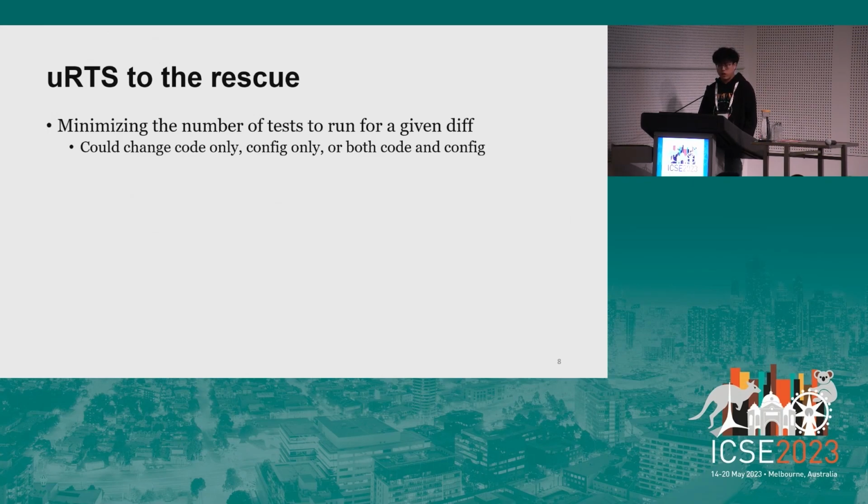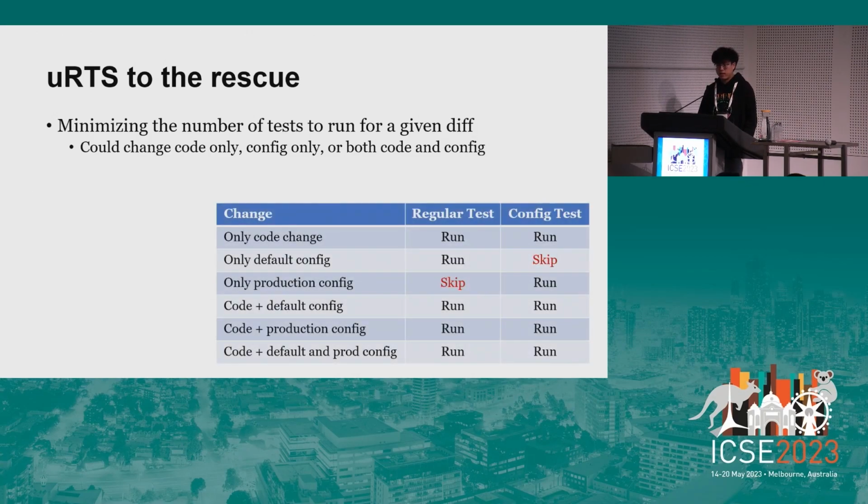Like traditional RTS techniques, the key idea is also to minimize the number of tests to run for a given difference. The table here shows the change cases and what tests need to be run in URT. For example, when there is only a code change, URT runs regular tests to check the code change, and it also runs configuration tests to check the code change also works well under the production configuration.